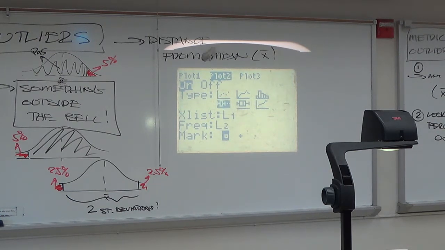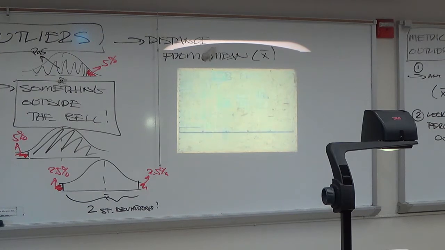Okay. List 1, list 2, we're good there. The mark is set to be at the square. I like that one because that's the mark for the outlier. If there are outliers, it'll make a nice big square on the outlier. So go ahead and press graph.